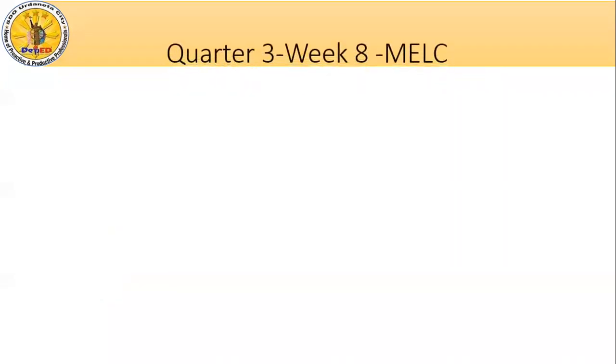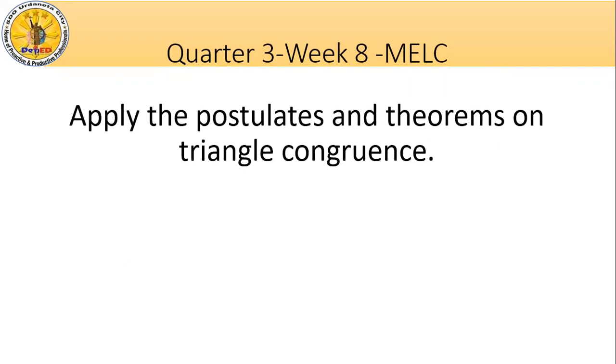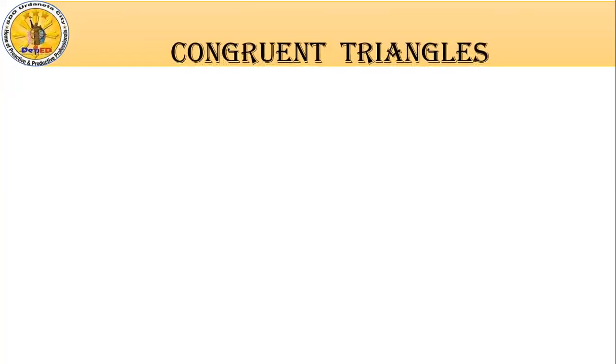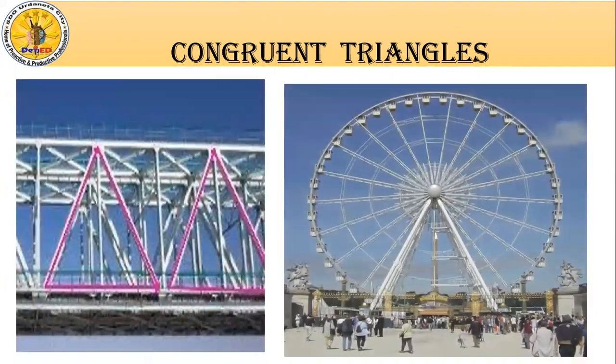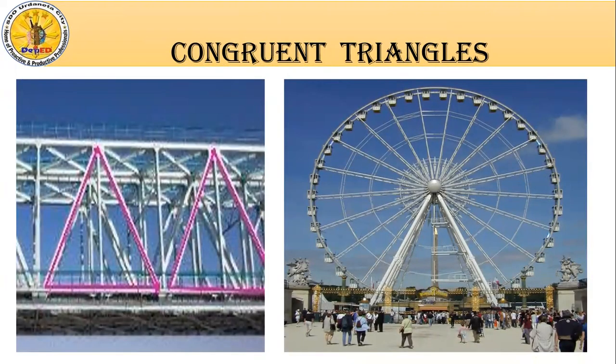The most essential learning competency for this week is to apply the postulates and theorems on triangle congruence. Before we start, you have already learned about congruent triangles, and we could see congruent triangles everywhere: on bridges and constructions, and even on the Ferris wheel, which we already missed because of the pandemic. This is the reason why the triangle is the most useful geometric figure.